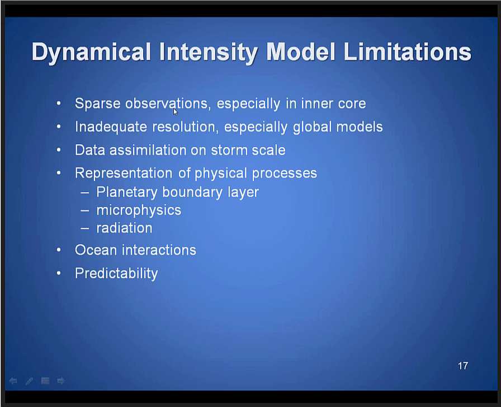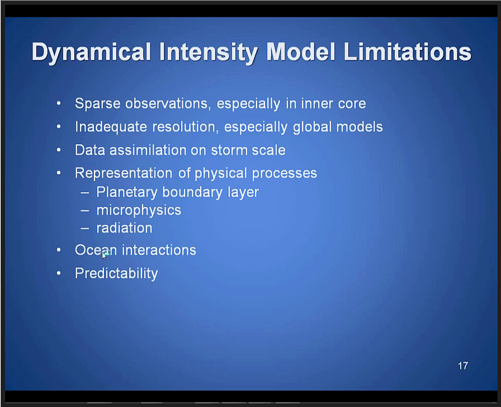And then the data assimilation is very difficult on storm scale. So even if you get good observations, the folks that are experts in data assimilation are still in the beginning stages of research of how to best take those observations and blend them into the initial conditions. And there are also issues about the physical processes, different processes, whether it's convection, the boundary layer, the microphysics, radiation. So most of these have some parameterizations that are in place, and that becomes more of an issue when you get to smaller scales, and especially with lots of convection.